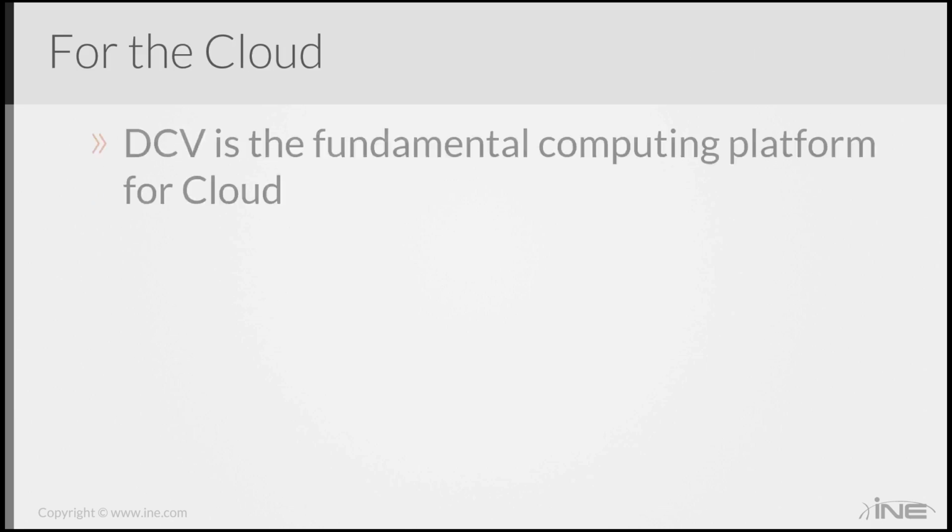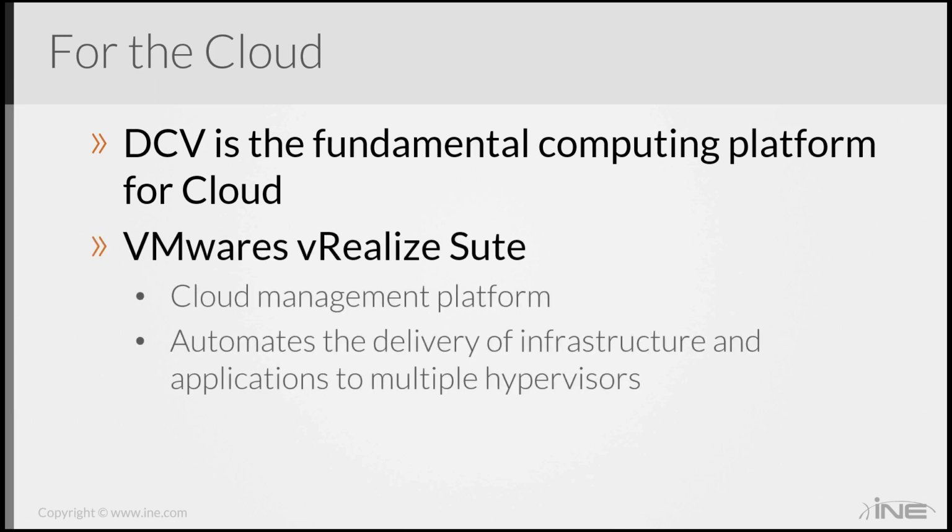And then we have things for the cloud. Data center virtualization is actually the fundamental computing platform for cloud. So if you want to run a cloud, you need a data center server virtualized environment in order to run that. The VMware vRealize suite, actually I misspelled that, I'll fix that, gives you that capability. It's a cloud management platform, so basically you can automate infrastructure very, very easily with it.